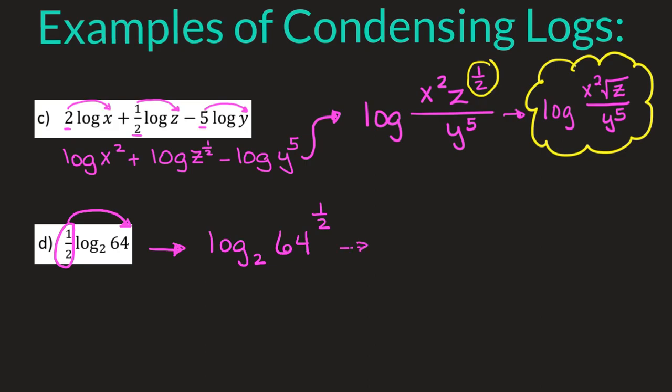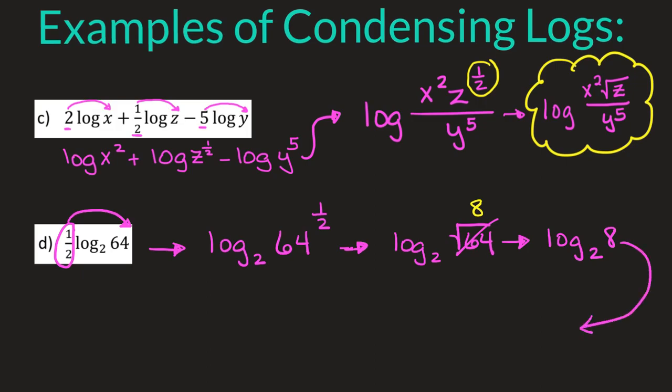And just like the previous example, this 1/2 power is actually the same as the square root of 64. So let's rewrite this as log base 2 of the square root of 64. Can we take that and simplify it further? Absolutely. By this time, you know that the square root of 64 can be rewritten as 8. And that would give us log base 2 of 8. And we look at it again. Can we simplify further? Why not?